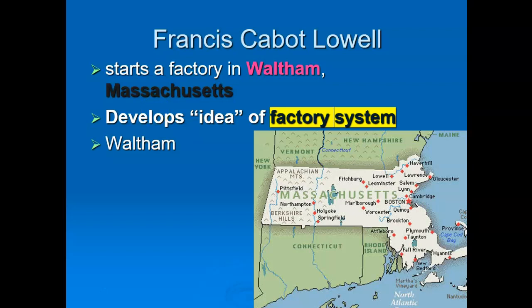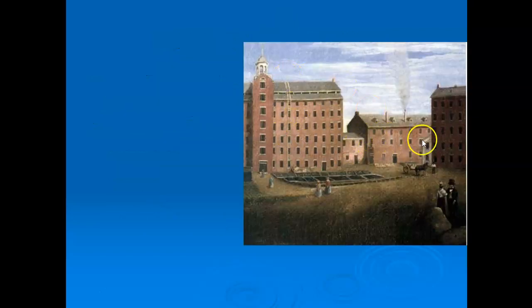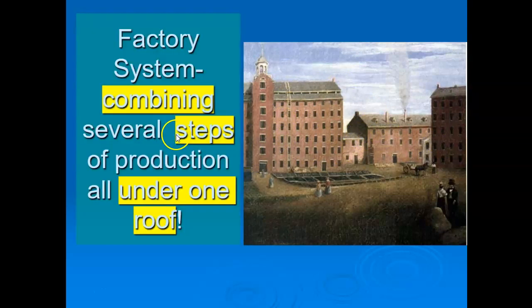That idea is the brainchild of Francis Cabot Lowell. He does pretty much the same type of thing. You can sort of see here's Waltham today. It's now named Lowell after Francis Cabot Lowell. So the point is, he is the one that kind of develops this idea of a factory system. So if you have that down, that's fine. So let's get ready to write a definition here. So here is what it would have looked like at the time. And a factory system is the combining of steps under one roof.